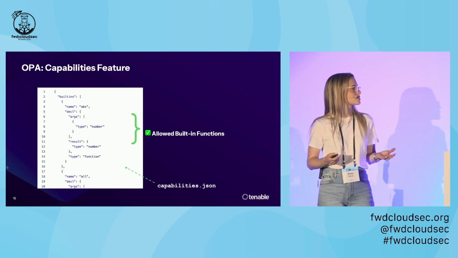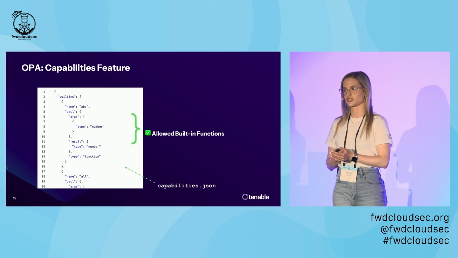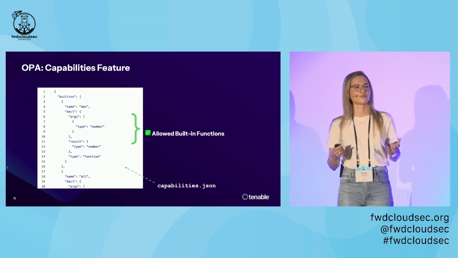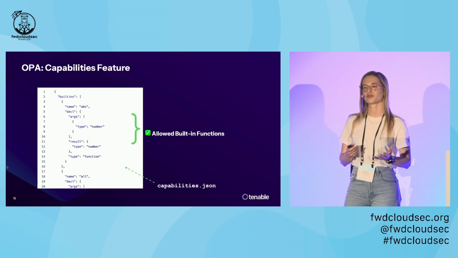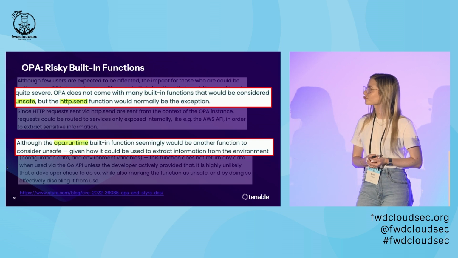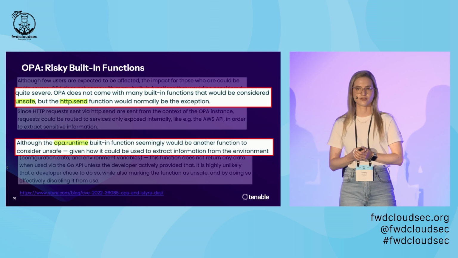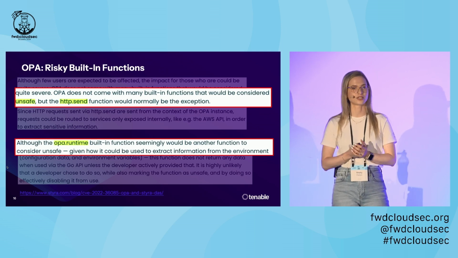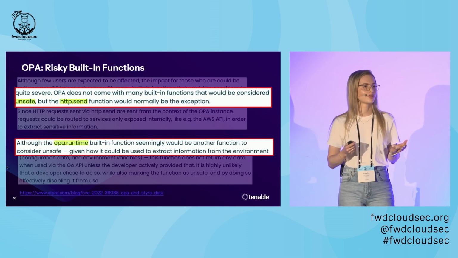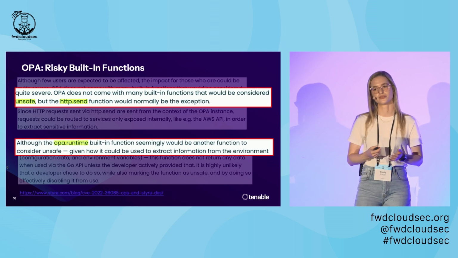OPA has the capabilities feature, which allows you to restrict the use of certain built-in functions and fail policies that use them. But it's important to note that in the default configuration, all functions are allowed. But the HTTP send function and the OPA runtime function got some bad attention. And if an organization has some kind of security awareness around OPA, I believe these are the 2 functions it would block.